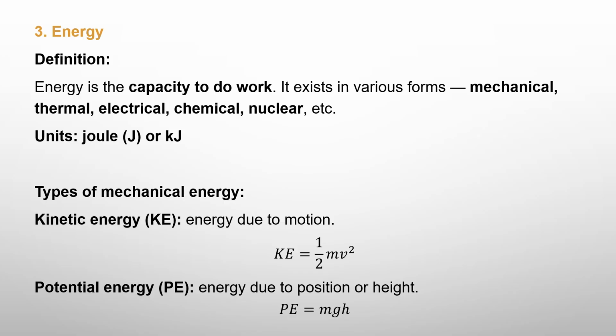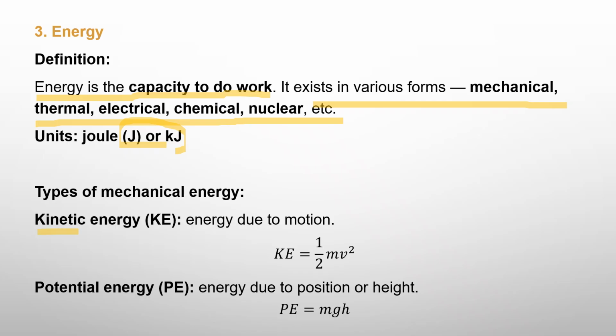The next is energy. Energy is the capacity to do work. It exists in various forms that include mechanical energy, thermal energy, electrical energy, chemical energy, nuclear energy, etc. The unit is joule or kilojoule.